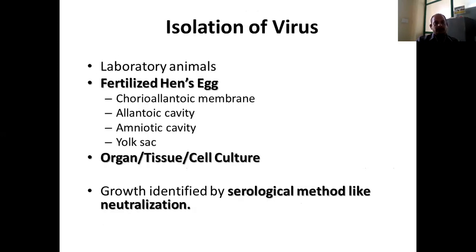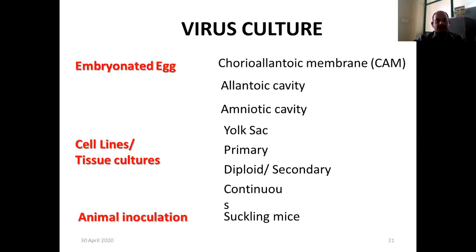Isolation of viruses can be done in laboratory animals, fertilized hen's eggs, organ, tissue, and cell cultures. In eggs, the routes are the chorioallantoic membrane, allantoic cavity, amniotic cavity, and yolk sac. The growth can be identified by serological methods such as neutralization. Virus culture using embryonated eggs: embryonated eggs can be inoculated via these different routes such as the chorioallantoic membrane (CAM), allantoic cavity, amniotic cavity, and yolk sac.